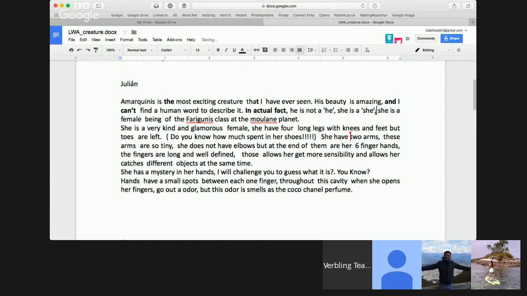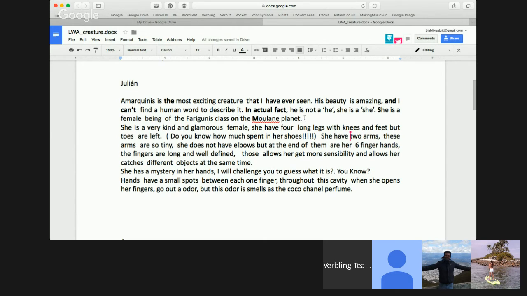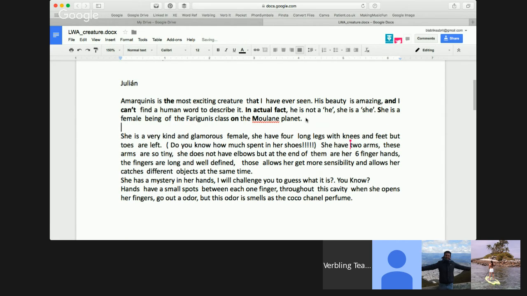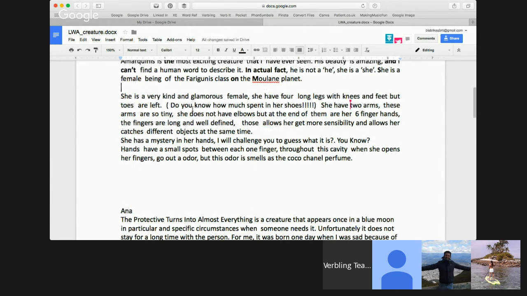She is everything, no doubt. She is a female being of the Faragunis class at the moon. We don't usually say at a planet, on a planet. On the Moulane planet. Okay. Great. New paragraph. She is a very kind and glamorous female.